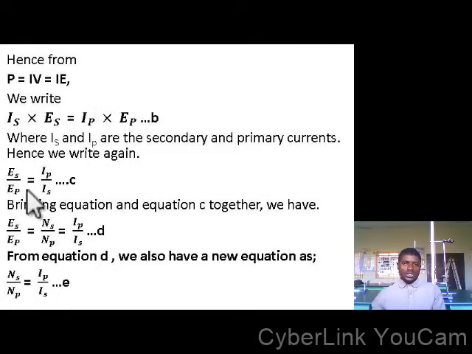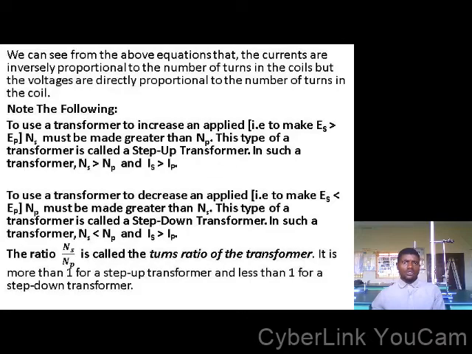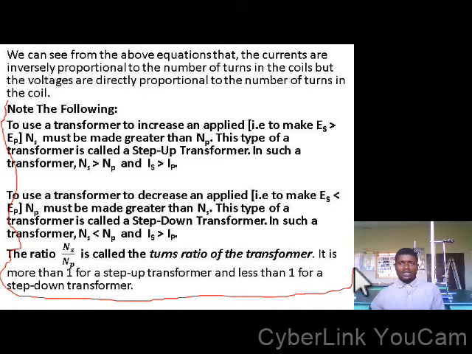Please write all these things down in your notebook, because we're making use of these things, very, very important. So we can see from the above equations that the currents are inversely proportional to the number of turns in the coil, but the voltages are directly proportional to the number of turns in the coil. Note this down. This is a summary of everything we have discussed in the transformer. I don't need to read it out. I just wanted to go through it quickly. Let's move on.